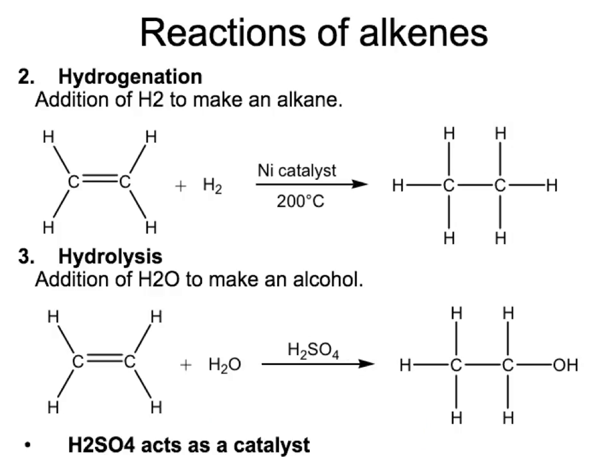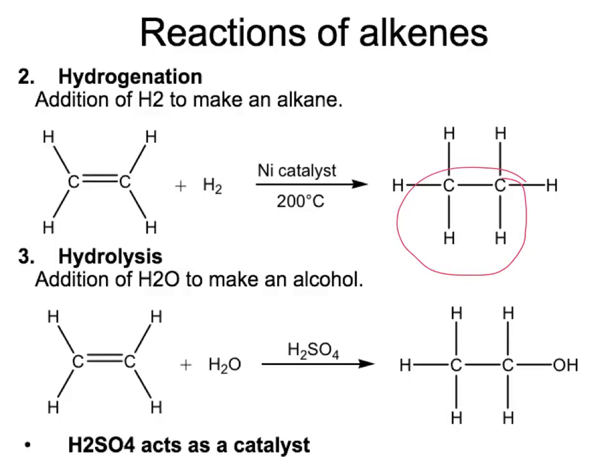Alright, otherwise we can add hydrogen. Hydrogen is either with a nickel catalyst in 200 degrees Celsius or with a platinum catalyst. All you really need to know, double bond is lost and an H is added onto each carbon in the double bond. Hydrolysis involves the breaking of an alkene double bond by adding water.